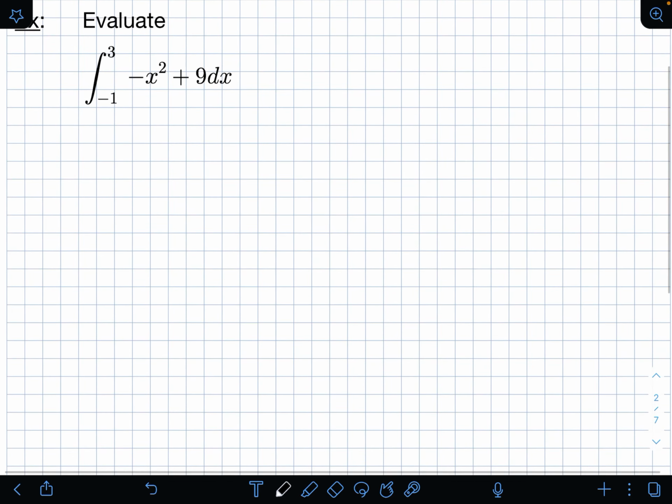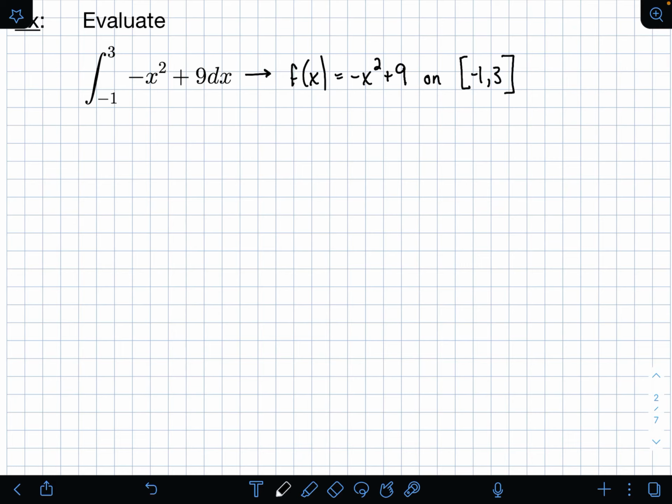So this is still the Riemann sum. We still have to do that. It's just a much more compact way of writing, find the area of the region bound by the graph of, etc. So we still need to be able to identify all the pieces. From this, we have that our function is negative x squared plus 9, and our interval is from -1 to 3. The rest of this is still the same.